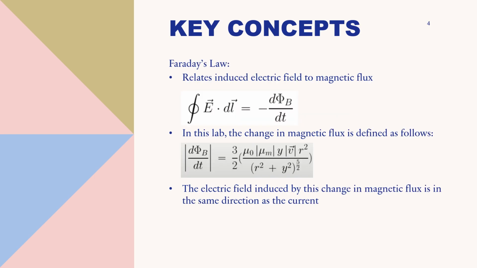Some key concepts. First of all, Faraday's law relates induced electric field to magnetic flux via the following. The surface integral of E vector dot dl vector is equivalent to the negative change in magnetic flux over time, with this change in magnetic flux over time being defined with the following equation here. And this electric field induced by the change in magnetic flux is in the same direction as the induced current.